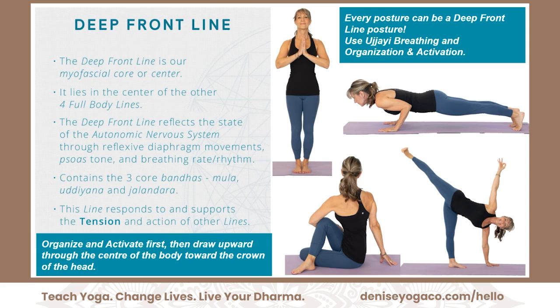With the other lines, as we went through the first 4 full body lines, we saw that they overlapped each other in a number of places. We don't see that as much with this line because it's so internal. The other lines are external fascial lines, located on the sides, back and front of the body, whereas this is deep inside the body. So they don't really overlap except at the feet, which we'll be looking at. Those of you who know me know the feet are very important.